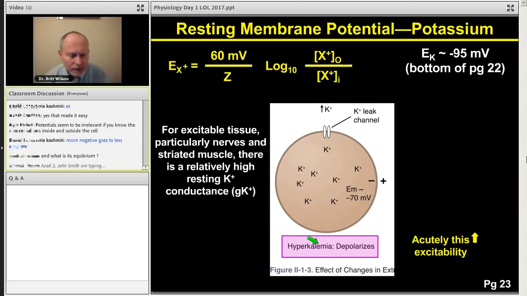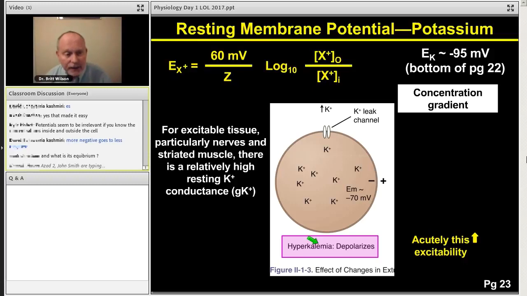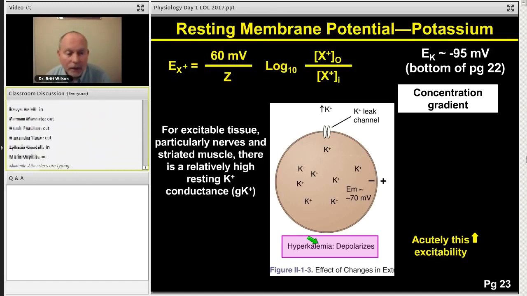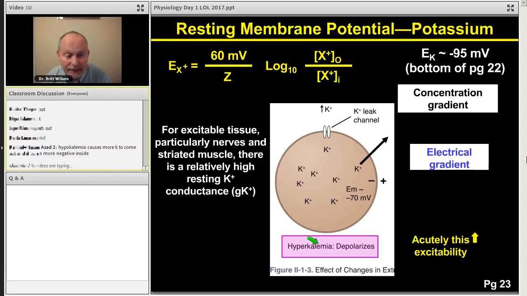Pop quiz. What's the concentration gradient for potassium, to go in or out? This you should know. Which way does it want to go, in or out? Concentration-wise, it wants to leave the cell. You have a lot more potassium inside the cell than out.